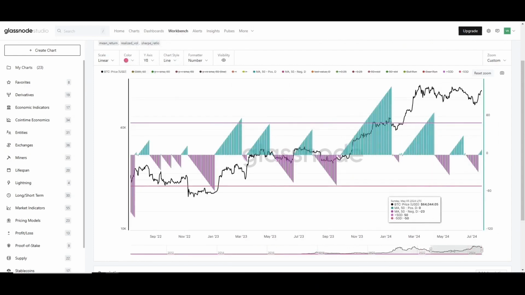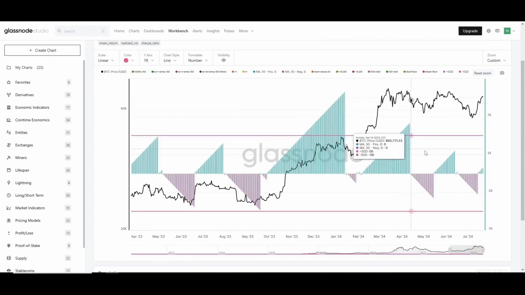Next, the same metric, but now applied to the regular moving average, specifically the 50 moving average.